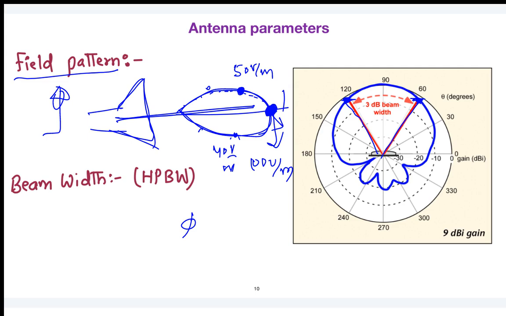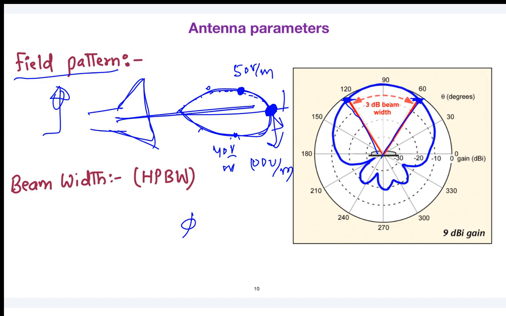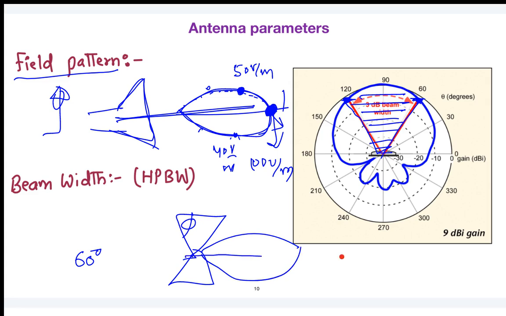So what is the significance of 3 dB beamwidth? Now you can see in this diagram, this is a particular portion where the maximum energy is concentrated. When you see the antenna specifications, they will say the half power beamwidth is 60 degrees. Suppose you take a biconical antenna or something else; if it is 60 degrees, it means the antenna can efficiently radiate up to 60 degrees in the theta plane.